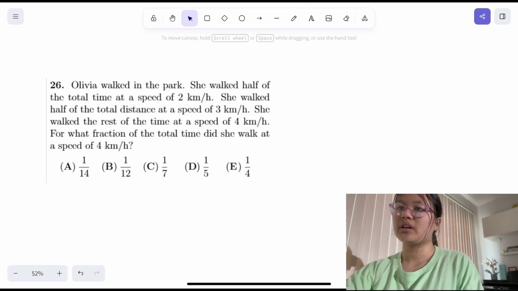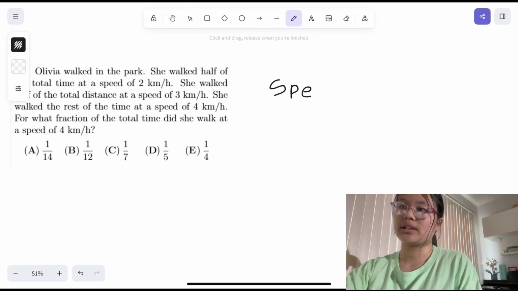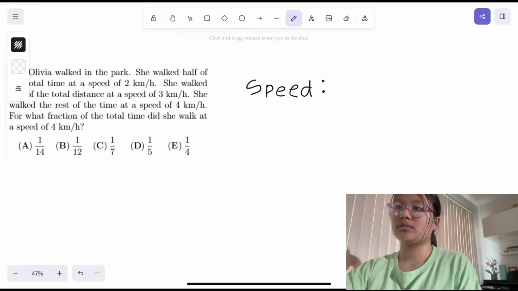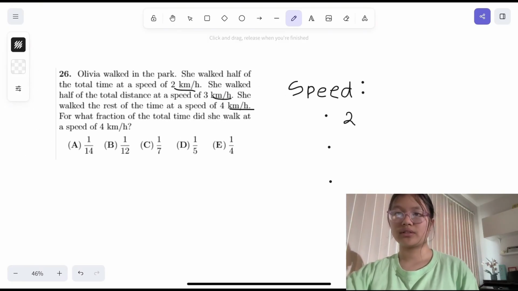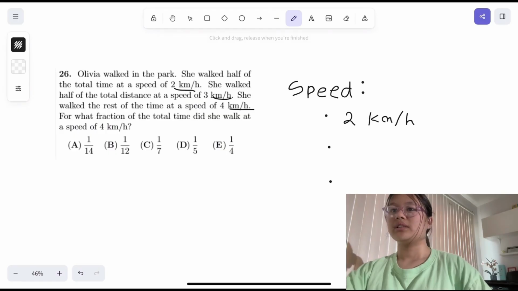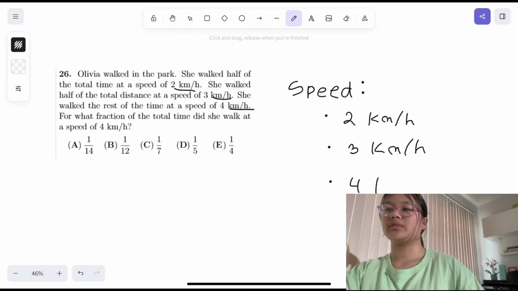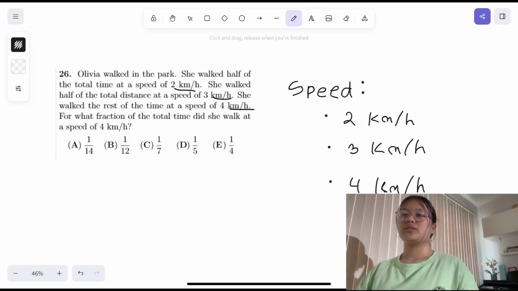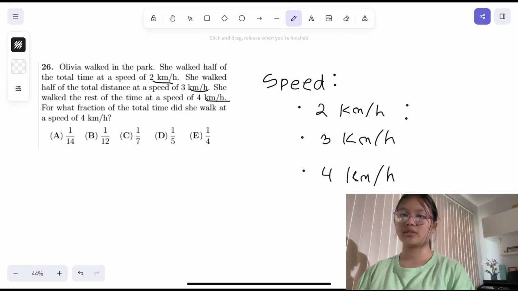Okay, so we can write down the speed so it's easier for us on the side. So there's 2 kilometers per hour, and then there's 3 kilometers per hour, and then there's 4 kilometers per hour. There it is. And now the next category that we're going to put next to speed is time. So she said walk half the total time. So since it's total time, we're just going to put the variable t.